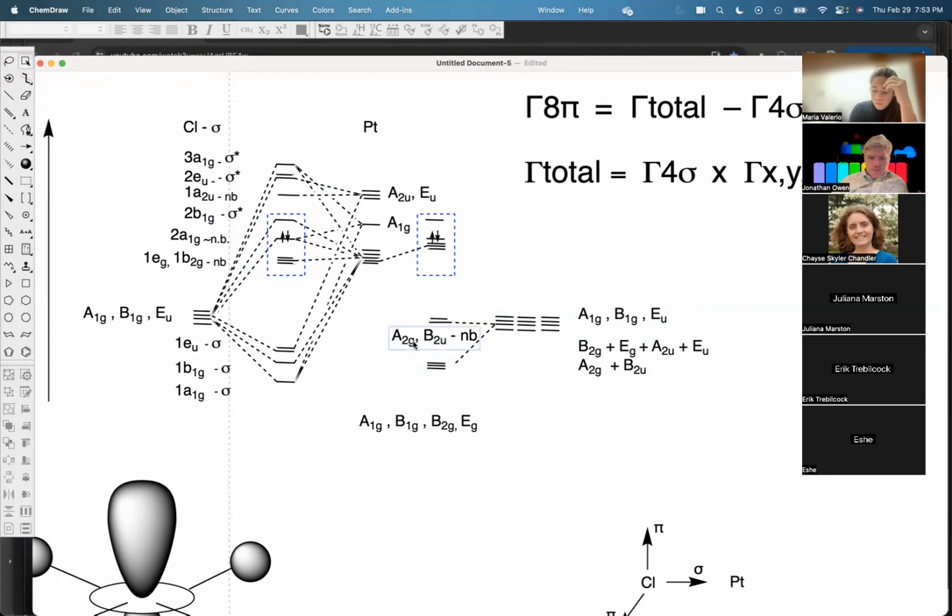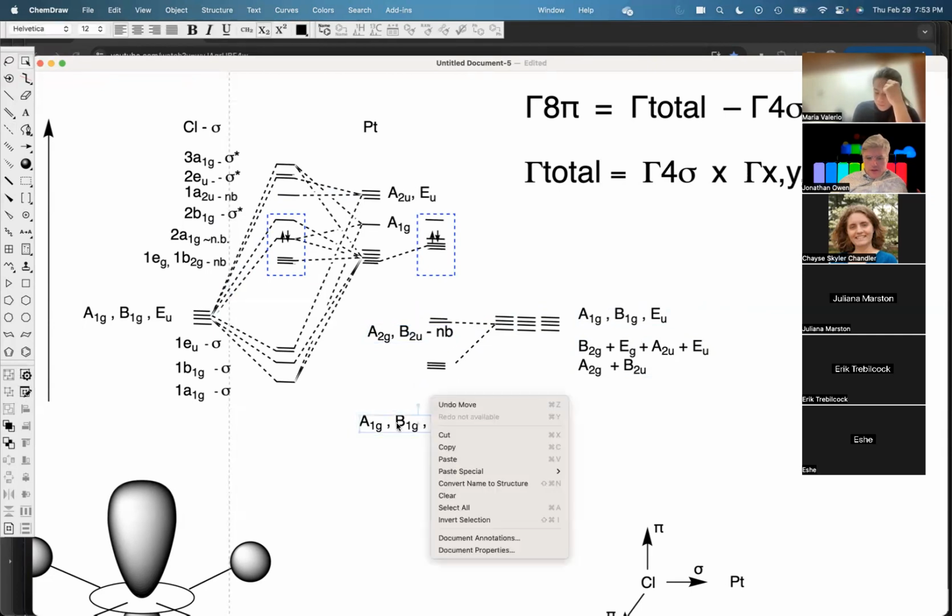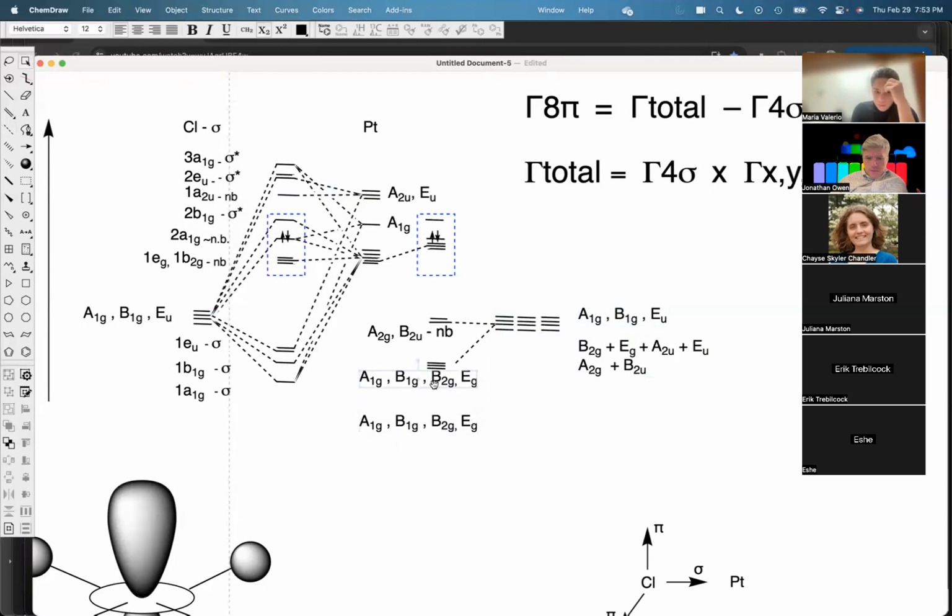That goes down. All right, so there's the non-bonding one. These guys here are EG and B1G. And these guys are pi. Right? These are also B1G and EG, but they are now pi star.